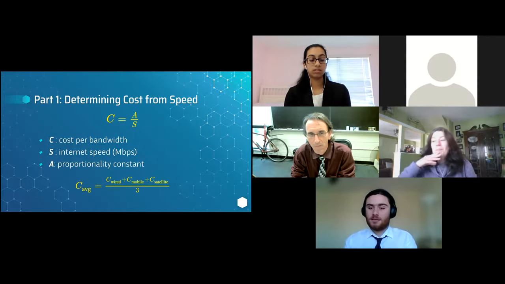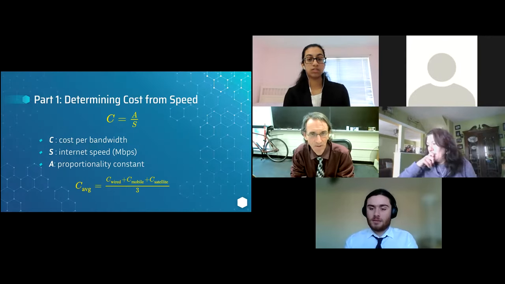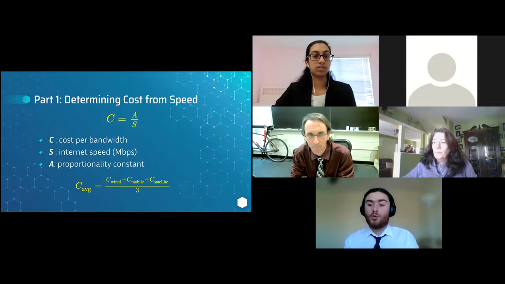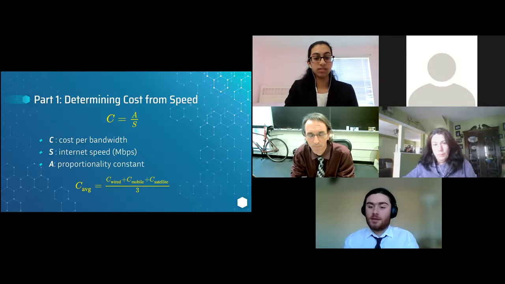misrepresent the data. Right, but you also said that currently the satellite usage is not very extensive. So how is that consistent with the statement that you can just take a simple average? In truth, no single metric is sufficient, because even if satellite is not very extensive, there are certain applications where satellite is the only internet type that will suffice.